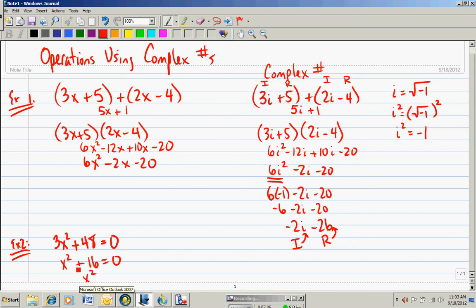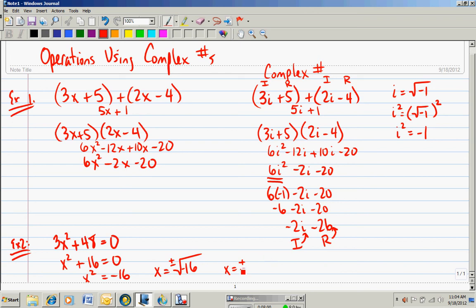Now to get x all alone, I cannot factor this. There is no factorization for x squared plus 16. So the only option I have is to try to get x all alone. So I'll do that by subtracting 16, and I get x is equal to plus or minus the square root of negative 16. Now what does this simplify to?